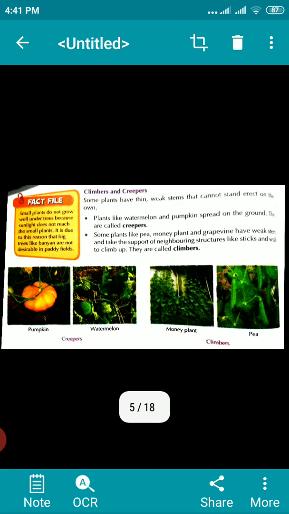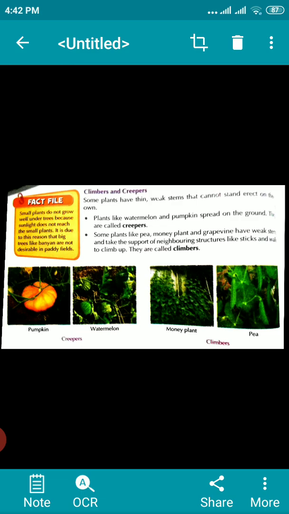Now some plants, if you see, the plants with weak stems that cannot stand upright but spread on the ground are called creepers, while those that take support and climb up are called climbers. These are different from herbs, shrubs and trees. So you must be knowing that money plant in everybody's house you have, that is a climber.